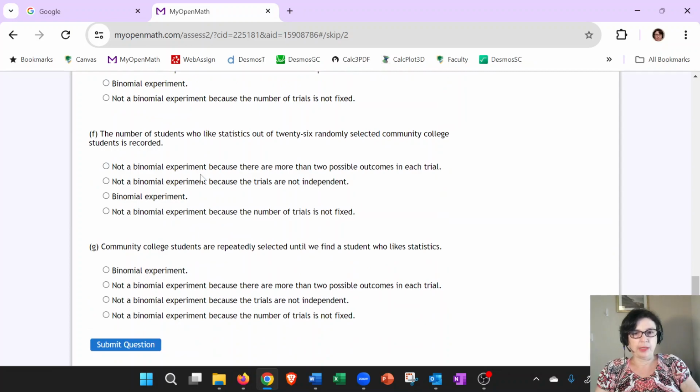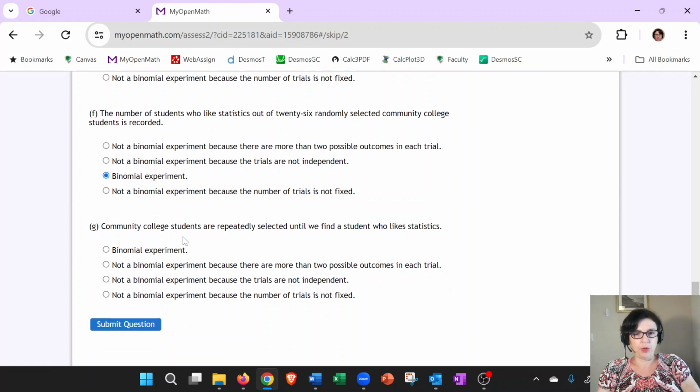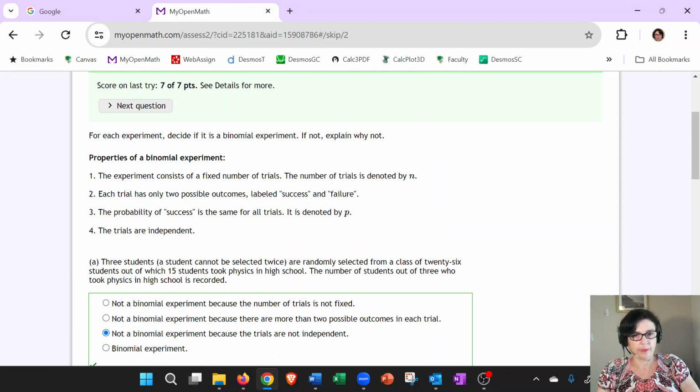For this one, it says number of students who like statistics out of 26 students. So we have 26 students, and for each student we're asking, do you like statistics or not? So there are two possible outcomes, 26 students selected from a large pool. So this is going to be binomial. This one says community college students are repeatedly selected until we find a student who likes stats. Well, again, the word until means that the number of trials is not fixed. Okay, let's take a look if we got this question correct. Yay.